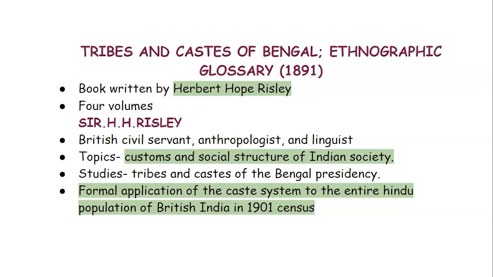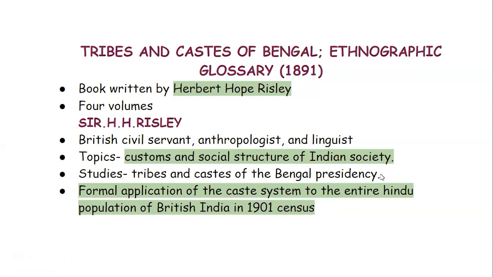The main topics he dealt with in his books were customs and social structure of Indian society. He conducted extensive studies on the tribes and castes of the Bengal presidency. And he is also notable for the formal application of the caste system to the entire Hindu population of British India in the 1901 census, of which he was in charge. So this is important. There is a chance for a question like who formally applied the caste system to the entire Hindu population of British India in the 1901 census. This is important. So the answer is Herbert Hope Risley. And he was in charge of this 1901 census. So you have to remember this.